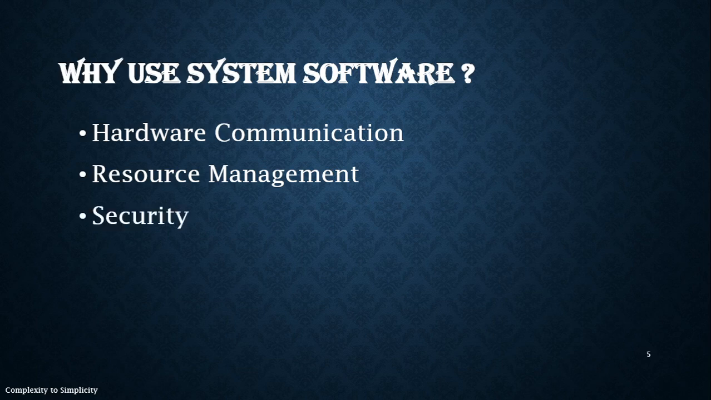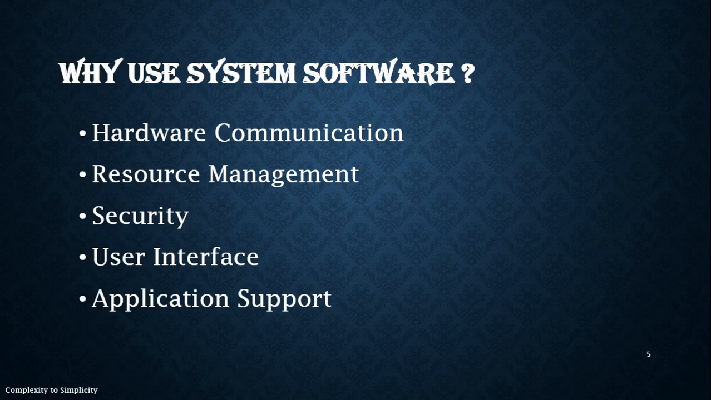Number three, security. System software provides security measures such as firewalls, antivirus software, encryption, protecting the system and its data from malware, viruses, and other security threats. Then we have user interface. System software provides a user interface that allows users to interact with the computer or computer device to perform various tasks. We have the next factor, that is the application support.